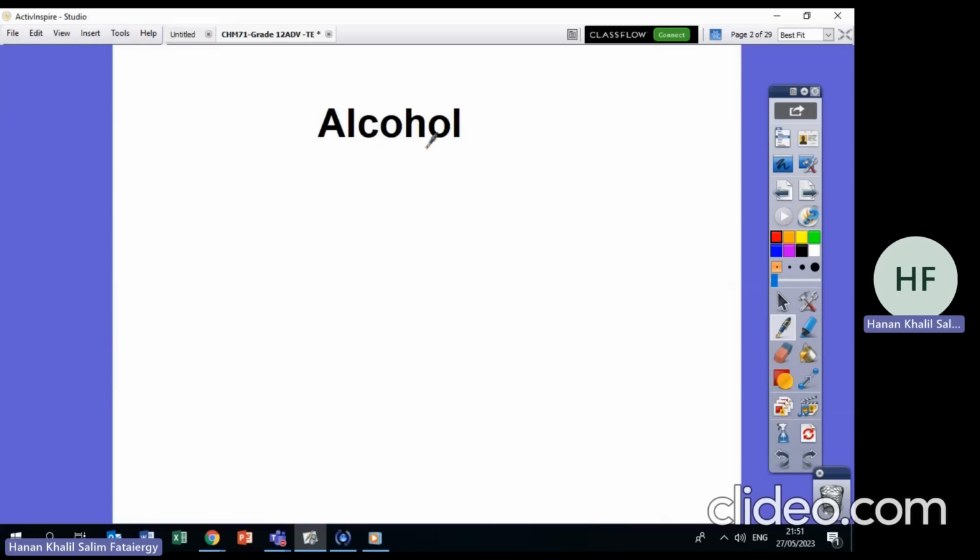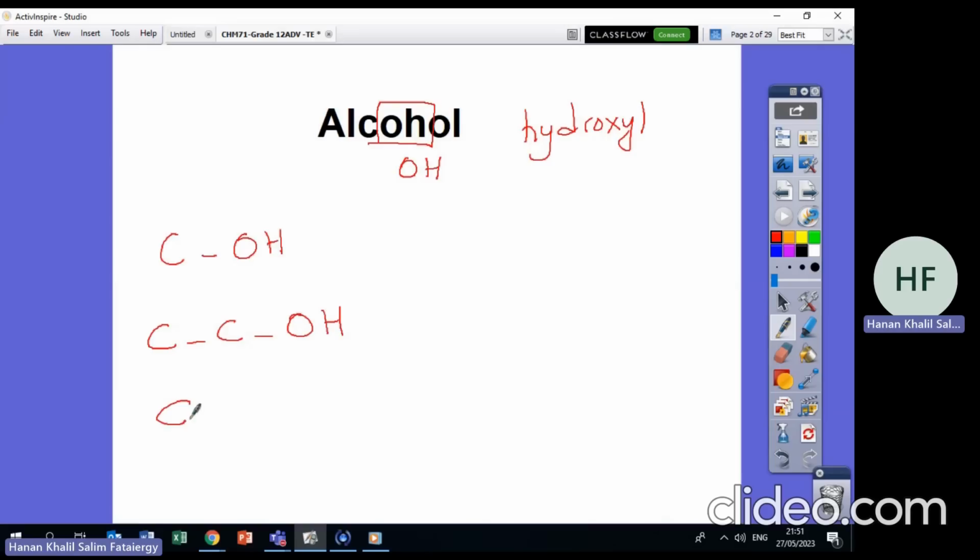I want you to remember that an alcohol is any compound that has an OH group. So any compound having an OH group is called alcohol. تذكروا من هاي OH, so it has OH. OH is called a hydroxyl group. It could be one C having an OH, it could be 2 C's having an OH, it could be 3 C's having an OH. The C could be in the middle of the chain, it doesn't have to be at the end.